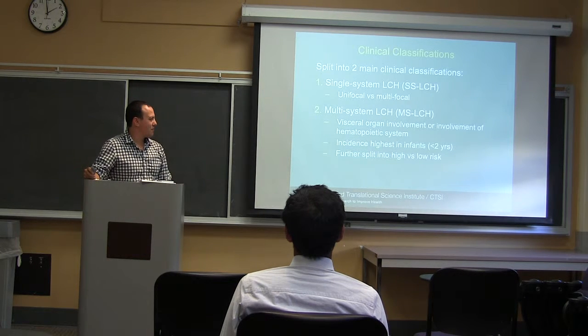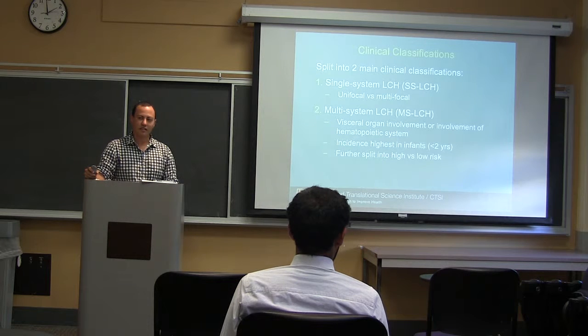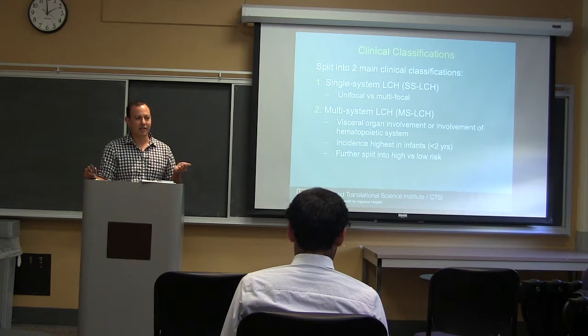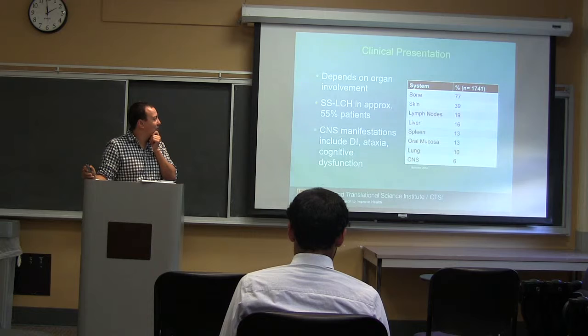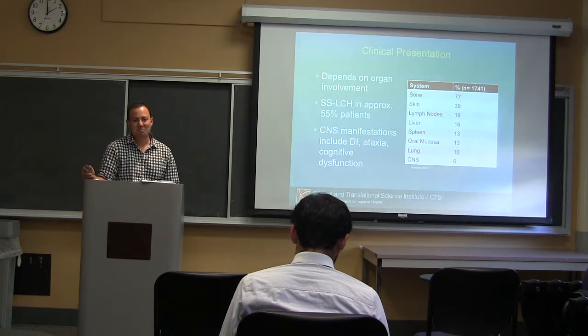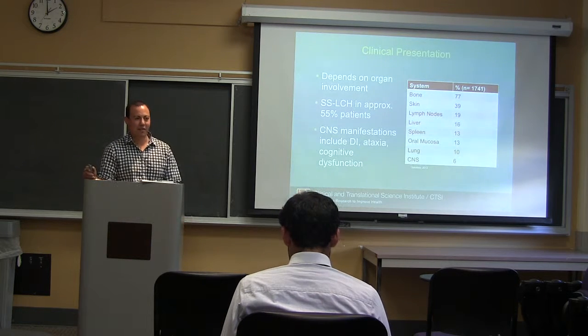I think the multi-system is probably the one that I find more interesting, in that even within multi-system you can get high-risk versus low-risk disease, depending on how much organ dysfunction you see. And the organs that bring kids into trouble, we're talking liver, spleen, as well as the hematopoietic system, cause a fair amount of morbidity and mortality in children. So again, clinical presentation is really going to be variable. It's going to depend on what flavor of disease the kid or adult is coming in with.